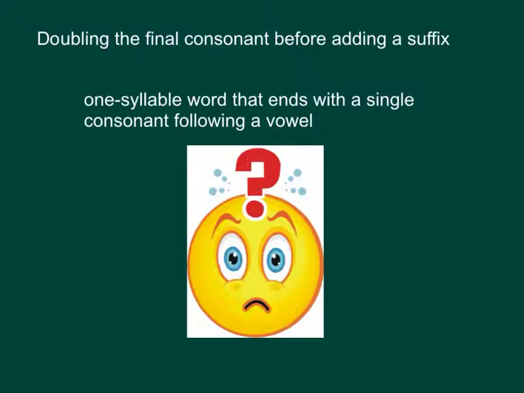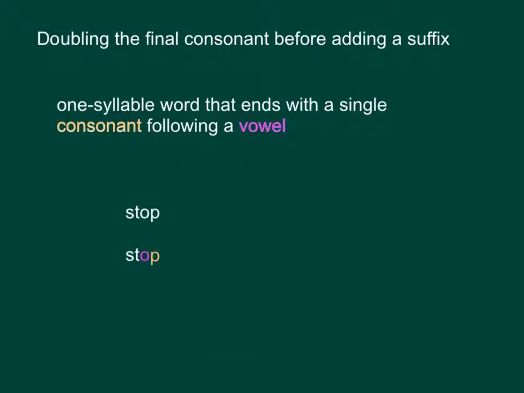Well, we double the consonant that ends a word before we add a suffix when it is a one-syllable word and it ends with a single consonant and it's following a vowel. What does that mean? That just simply means here we have a one-syllable word. It's called stop. It ends with a single consonant. See, I'm color coordinating for you. That single consonant that ends it is P, and it's following a vowel. So the O is before it.